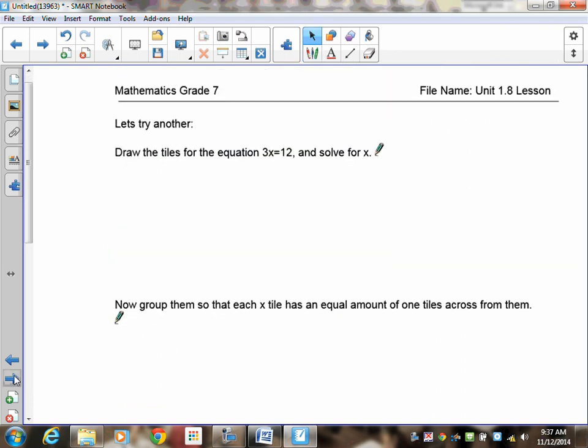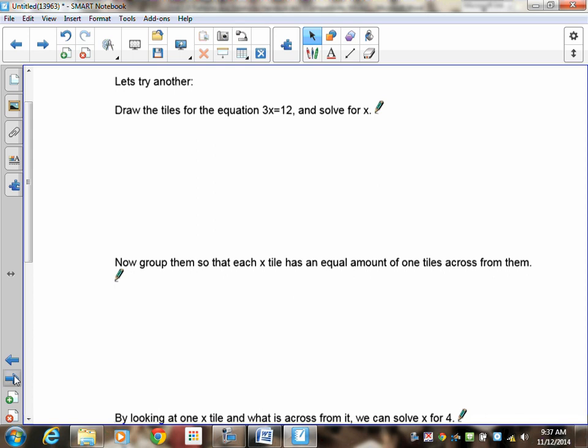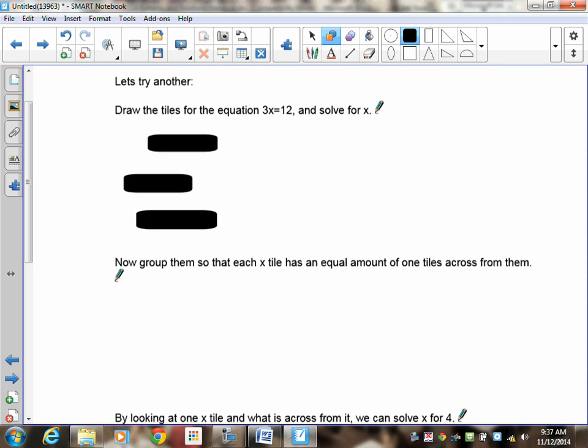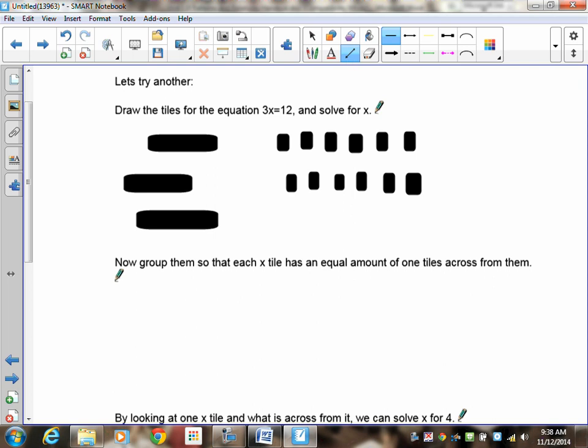So let's try another example. 3x equals 12. We're going to solve for x. So what we're going to do is we're going to start out by drawing the tiles for 3x equals 12. So here is 3x. 1, 2, 3. And on the right-hand side, I need 12. 1, 2, 3, 4, 5, 6, 7, 8, 9, 10, 11, 12. So there's my 12, and there's my equal sign. So 3x is equal to 12.